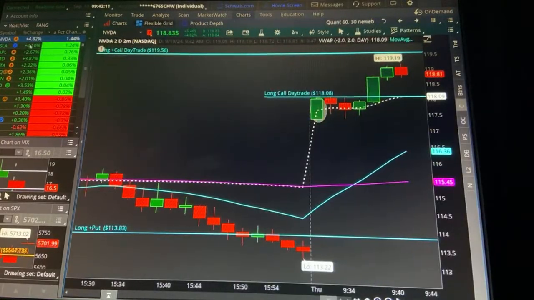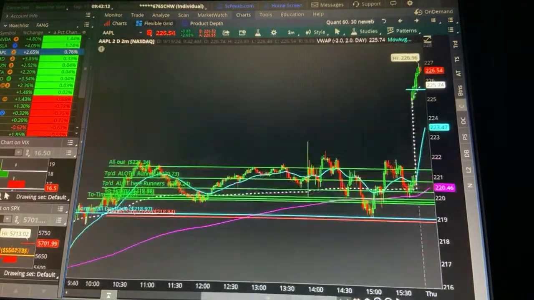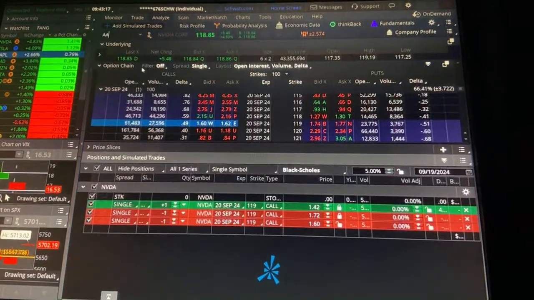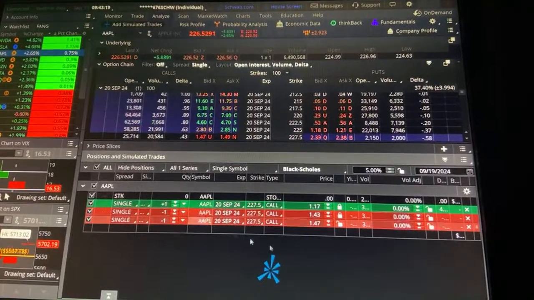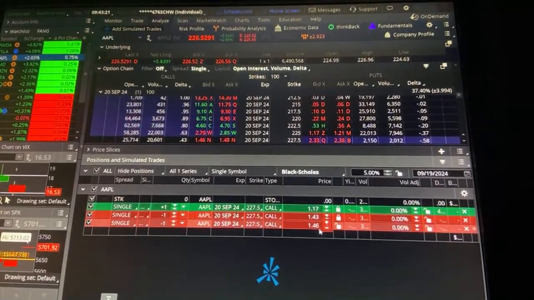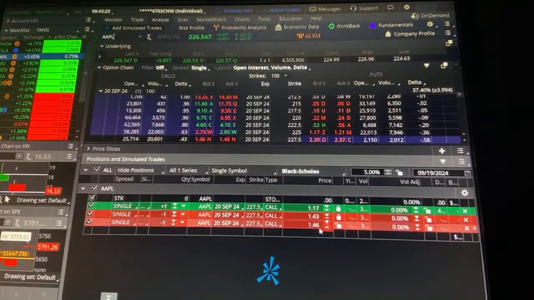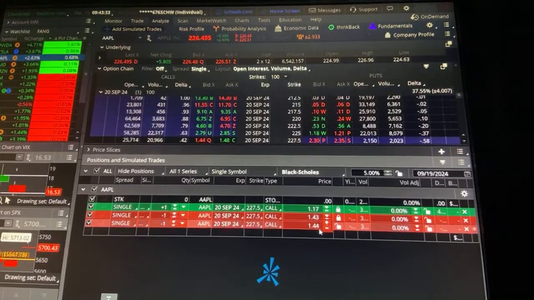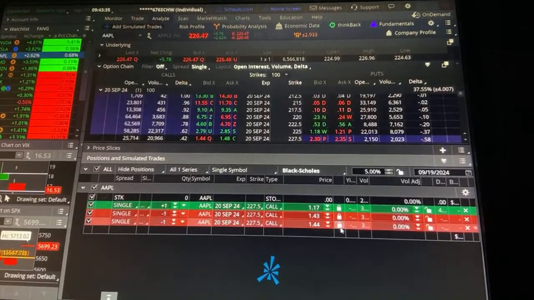Let me get some Apple too. All right, Apple, TP some Apple. All right, going for about 147 here. This is the second TP on Apple. All right, Apple 144, got some off there.